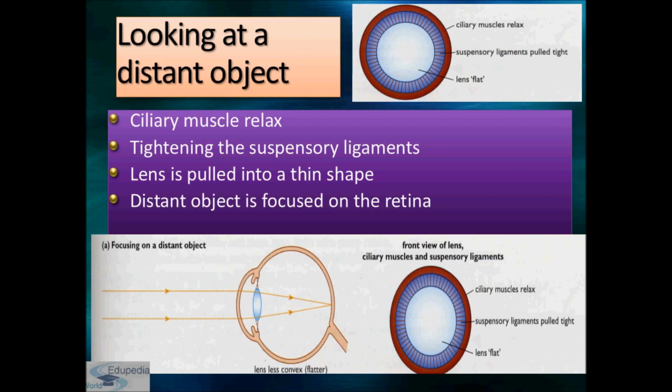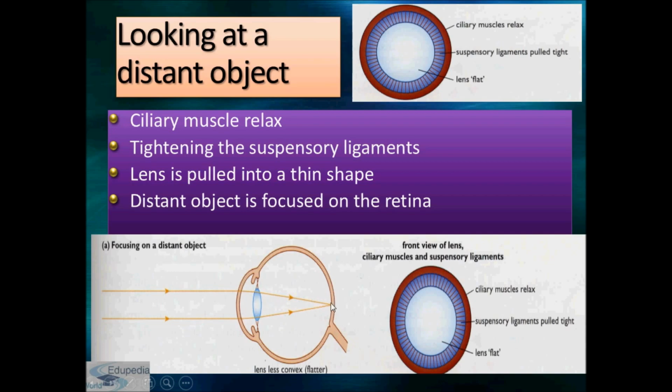Okay, and when the ciliary muscles relax, it tightens the suspensory ligaments that pull it tight. That is the reason the lens is pulled into a thin shape and the distant object is focused on the retina. See, when focusing on a distant object, light rays are coming from that object and the cornea bends the light rays, and it forms an image over the retina.